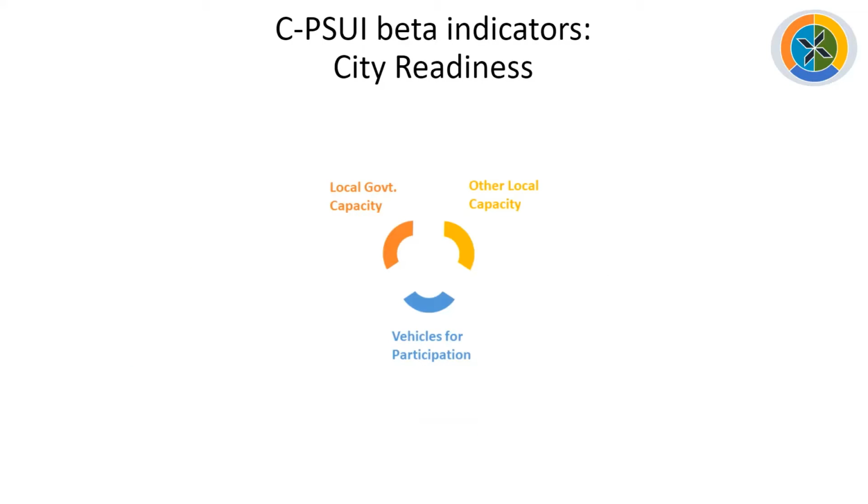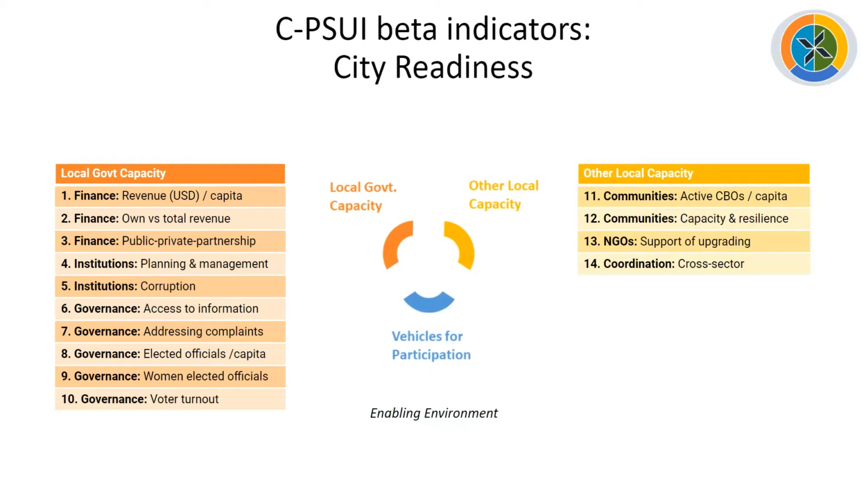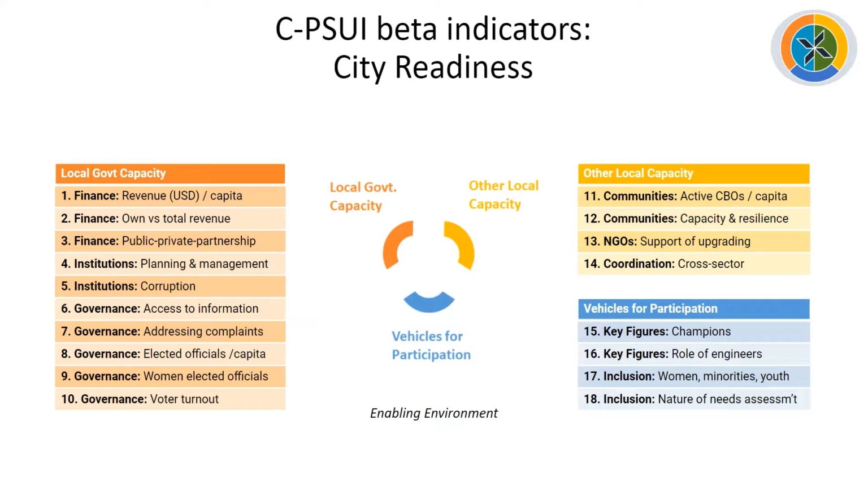These are the 3 readiness scores that define an enabling environment for community participation in slum upgrading. Local government capacity is defined by 10 indicators that characterize how that government is financed and the characteristics of its institutions, as well as governance practices. For other local capacity, we measure 4 indicators that characterize community capacities, NGO capacities in the city, and coordination across sectors within the city. Within the component Vehicles for Participation, we also have 4 indicators reflecting key figures that are often important for successful participatory upgrading, inclusion of marginalized groups, and the nature of how needs assessments are done.